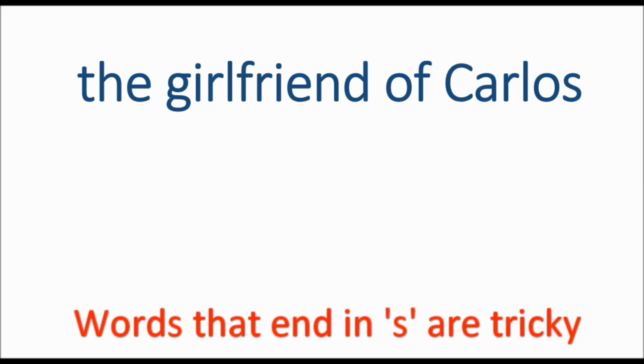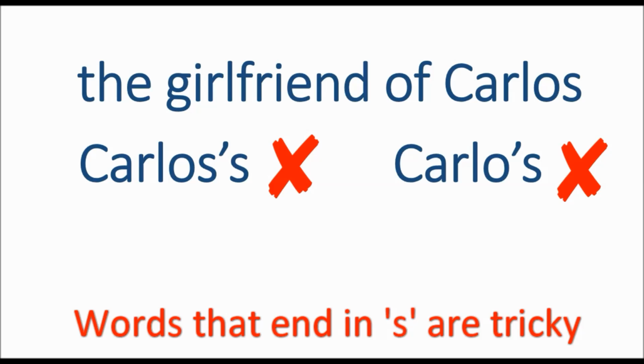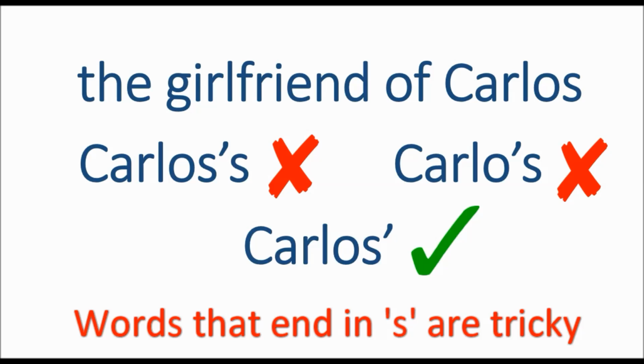What about the girlfriend of Carlos? Well, we can't do S apostrophe S, and we certainly can't put the apostrophe after the O, because then it changes it from Carlos to Carlo, and that's a different guy with a different girlfriend, so we go Carlos apostrophe S and leave off the second S.